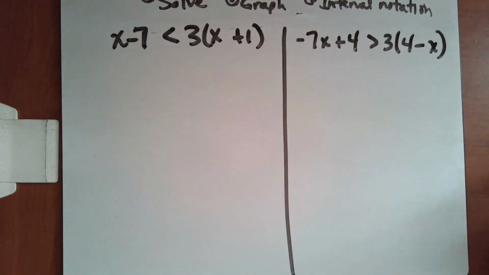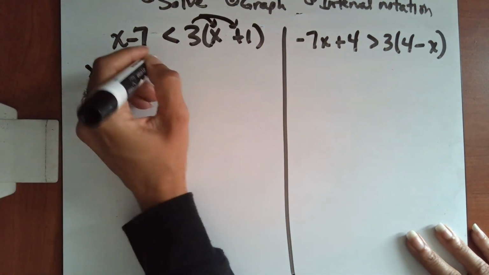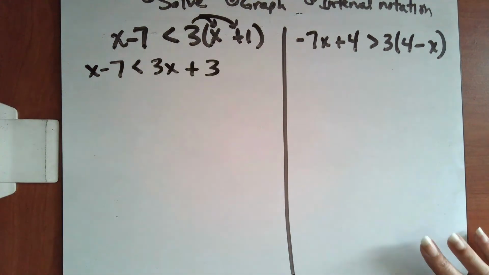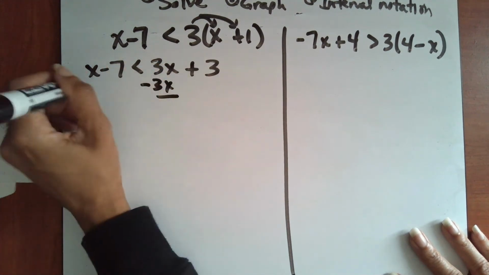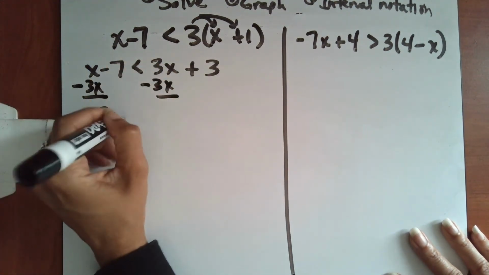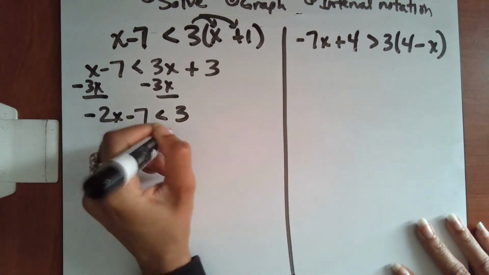Okay, let's do some more. All right, so we have these two problems here. I would recommend that you try them yourself before you watch what I did, but it's totally your choice. So first thing here is I have a distribute because I have parentheses. All right, so for me personally, I like to get my x's together. So negative 2x minus 7 is less than 3. So now I'm going to move my 7.